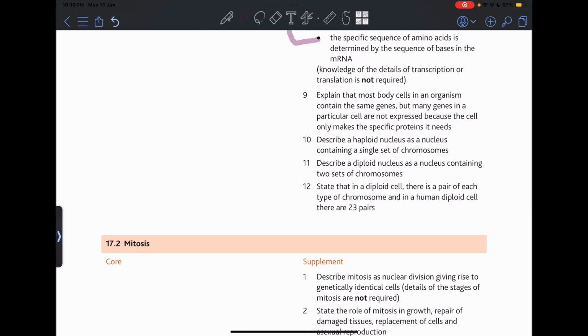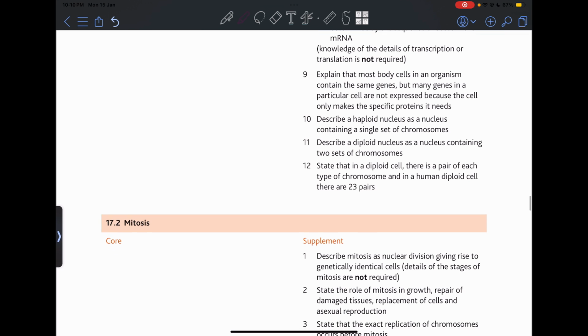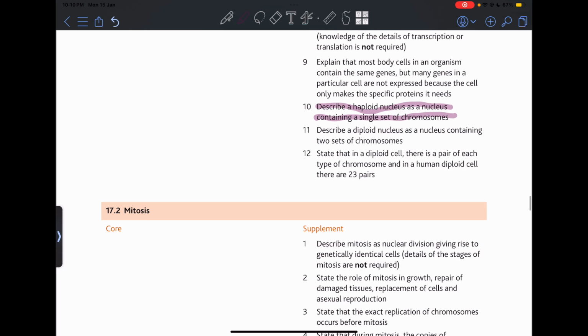Number 9, explain that most body cells in an organism contain the same genes, but many genes in a particular cell are not expressed because the cell only makes the specific proteins it needs. Number 10 says, describe a haploid nucleus as a nucleus containing a single set of chromosomes. So this is a definition you have to know, and you also have to understand it because this is important when you're solving genetics questions.